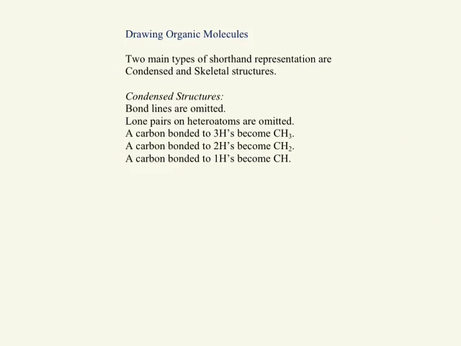Drawing organic molecules. Because organic molecules often contain many atoms, we need shorthand methods to simplify their structures. The two main types of shorthand representations used for organic compounds are condensed structures and skeletal structures. So let's talk about condensed first.